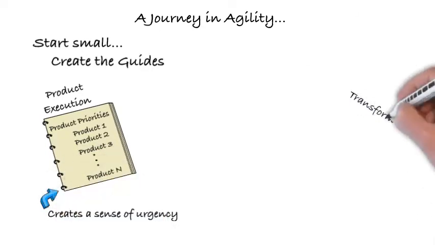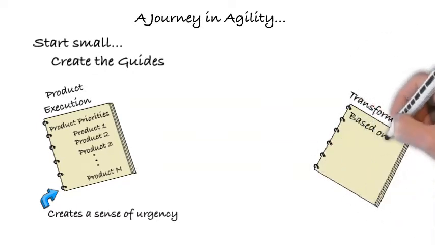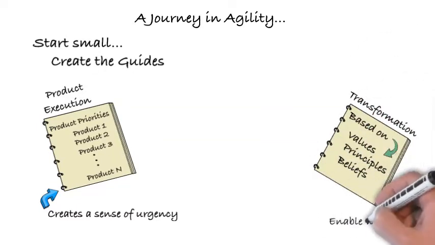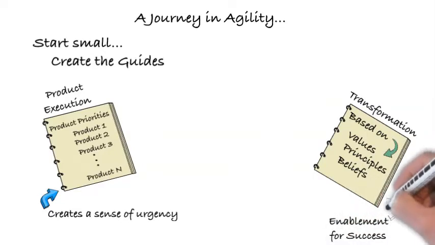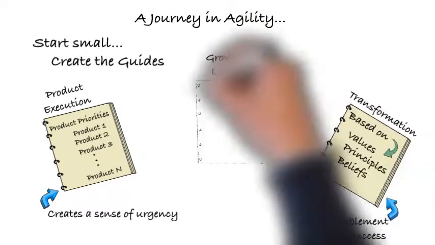The next guide is a transformation guide. It is based on the values, principles, and beliefs of the organization. The transformation guide describes how the organization is able to be successful in their Agile journey. It includes such things as the support system, the accounting system, the roles and responsibilities, the training, and coaching approaches required to be successful.